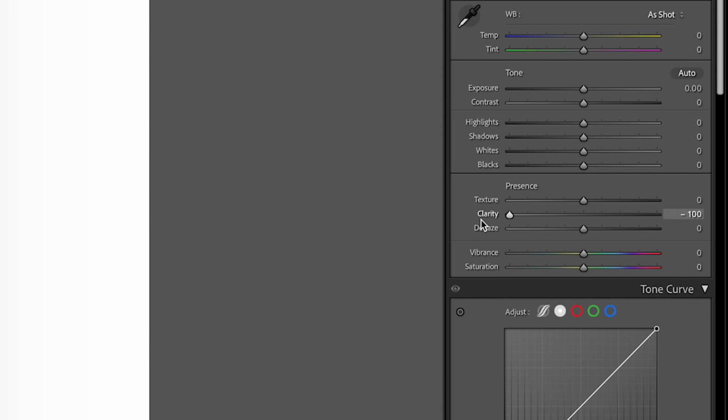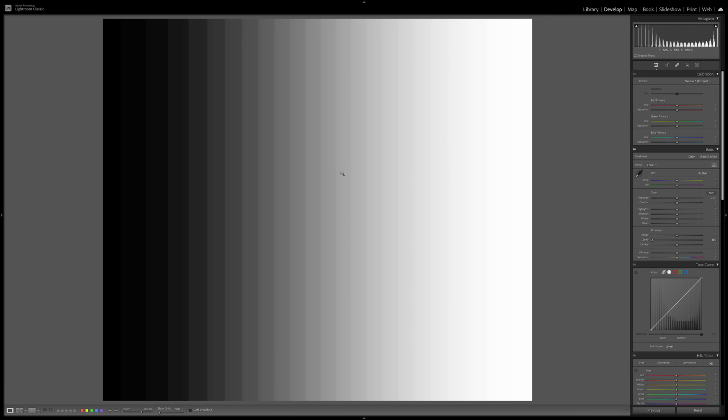Now, in addition to positive clarity, you can also add negative clarity. Negative clarity does the inverse of positive clarity. It is blending together all of these tonal values, the tonal values that used to be more distinct with a sharper line between the two.